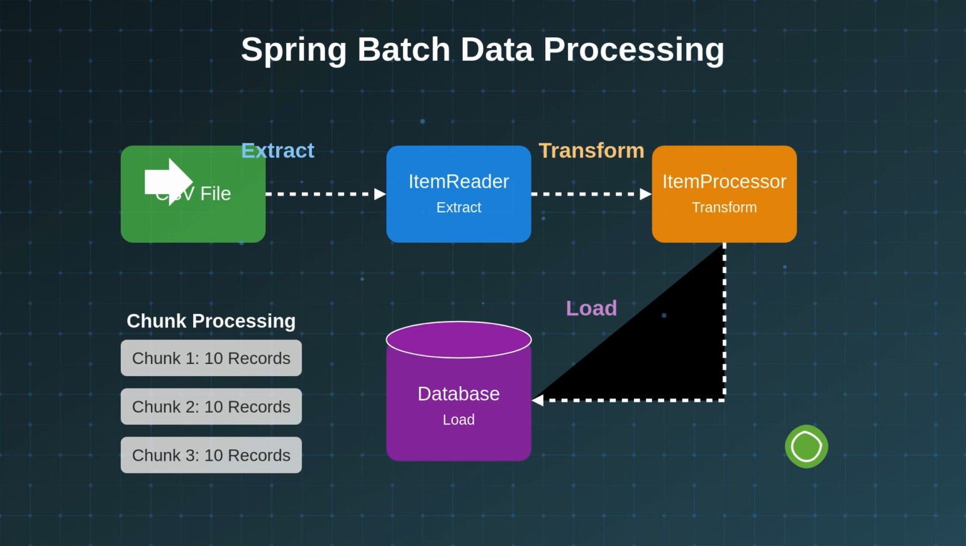ID, first name, last name, email, salary. 1, John, Smith, john@example.com, 45,000. 2, Mary, Jones, mary@example.com, 55,000. Why do we love using CSV files in batch processing? Because they're super simple. Every system understands them.